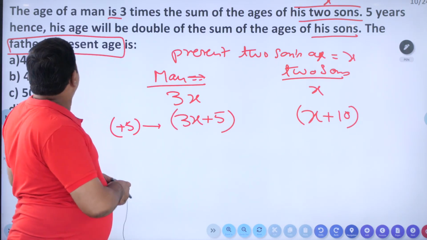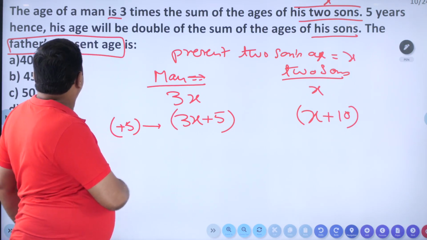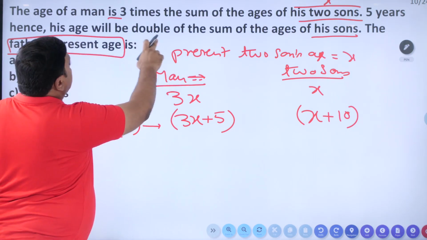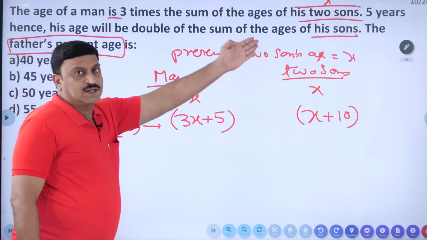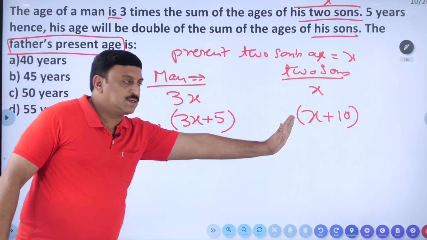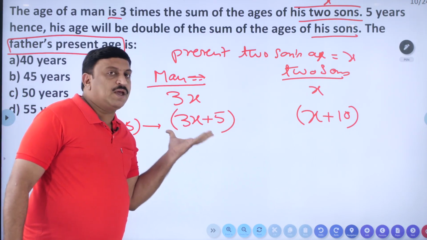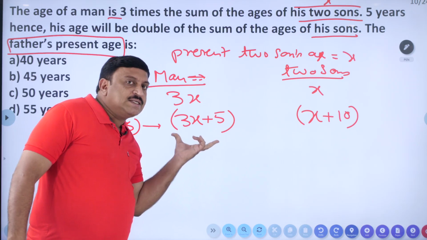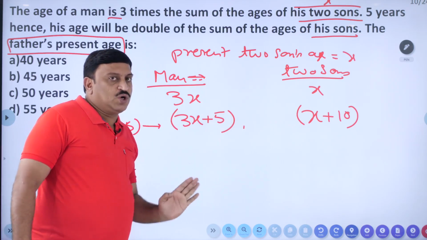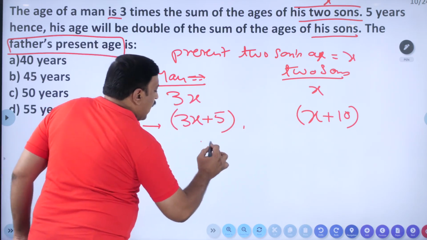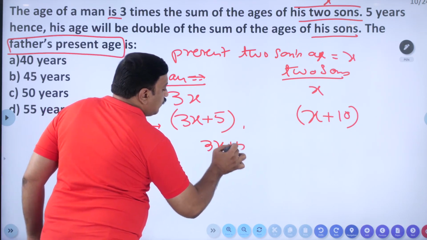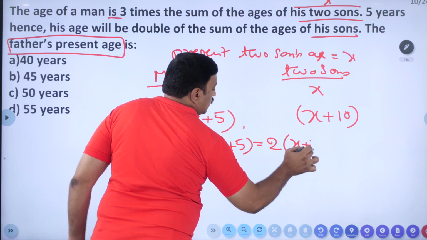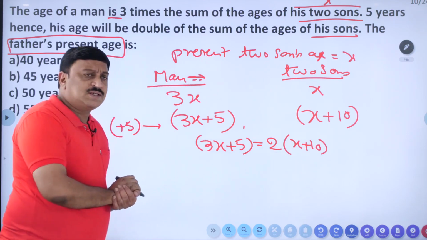But given that 5 years hence, his age will be double the sum of the ages of his sons. So this is the sum of the ages of his sons, and his age will be double. So this is equal to double of this one, 2 times of that one, right? So I can write now 3x plus 5 is equal to 2 times x plus 10. Solve this one, you'll get the answer.